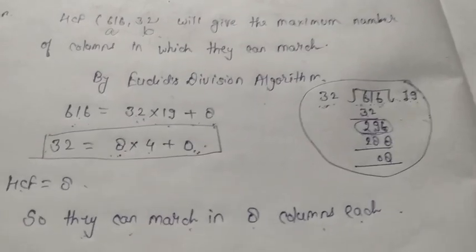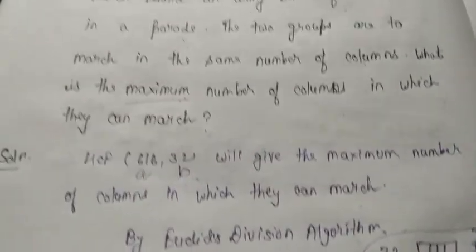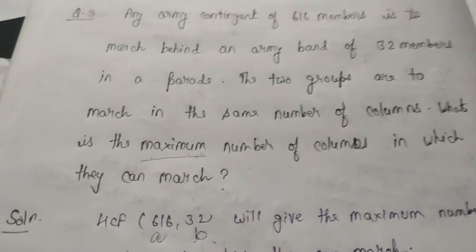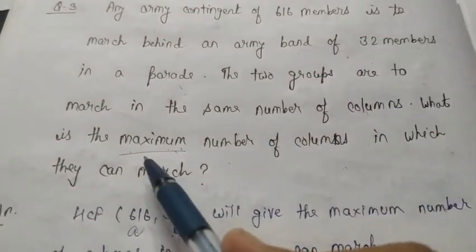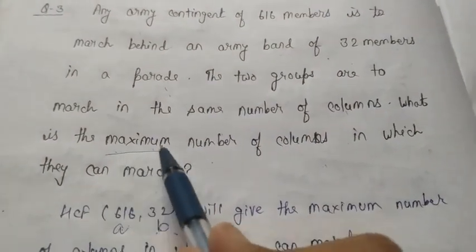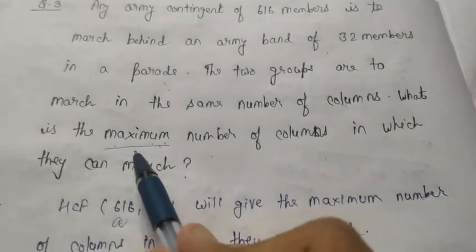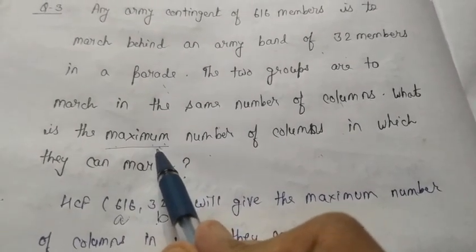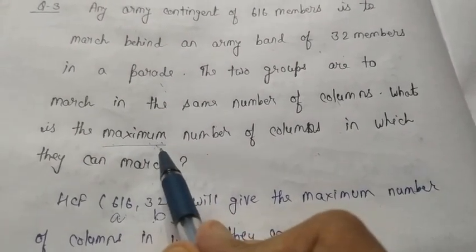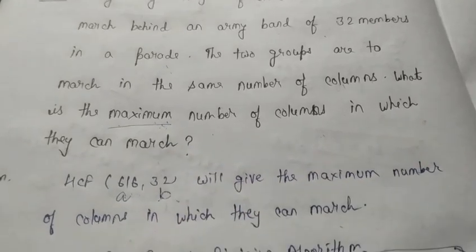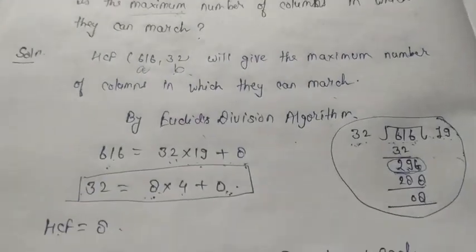Okay, this you have to calculate only. Whenever you see this type of question, where two numbers are given and in the last part of the question maximum or minimum is written, whenever maximum is written you have to take out the HCF, and whenever minimum is written you have to take out the LCM. So I think you have understood this.